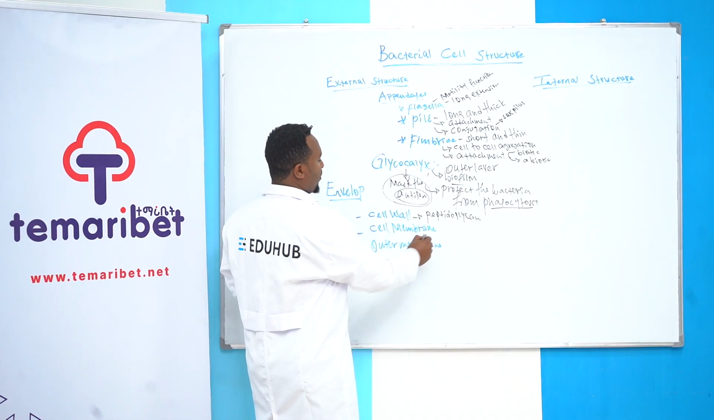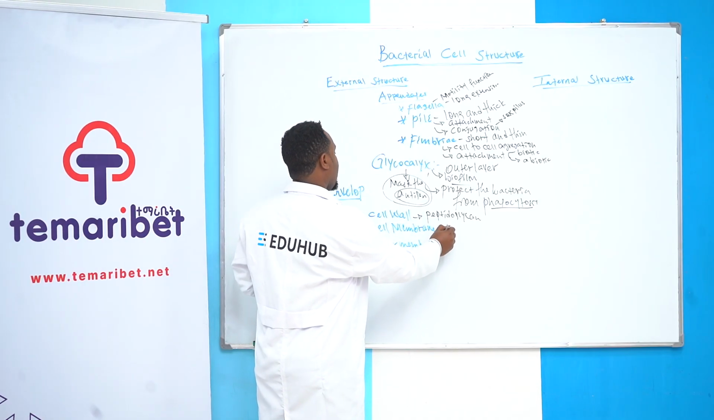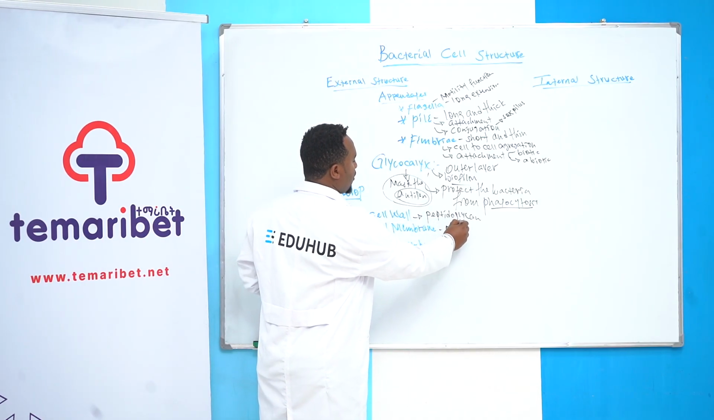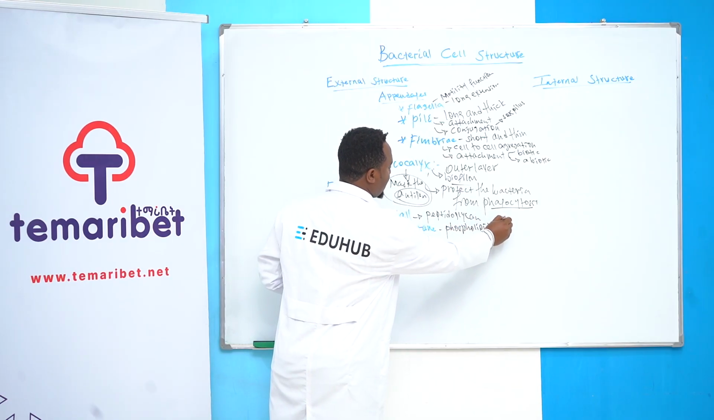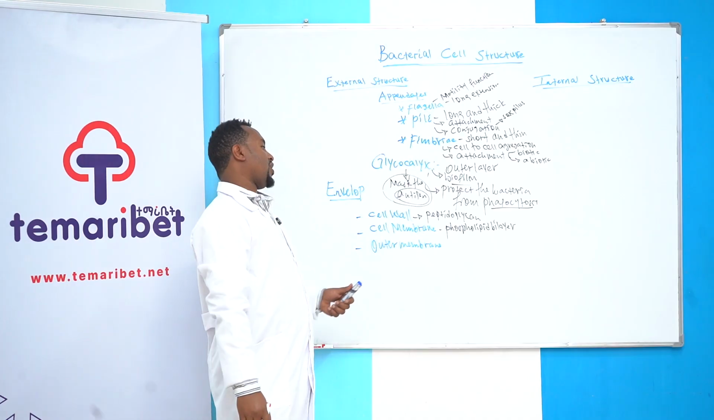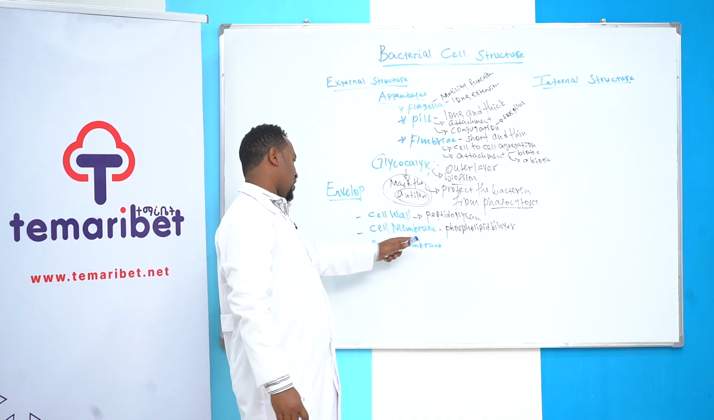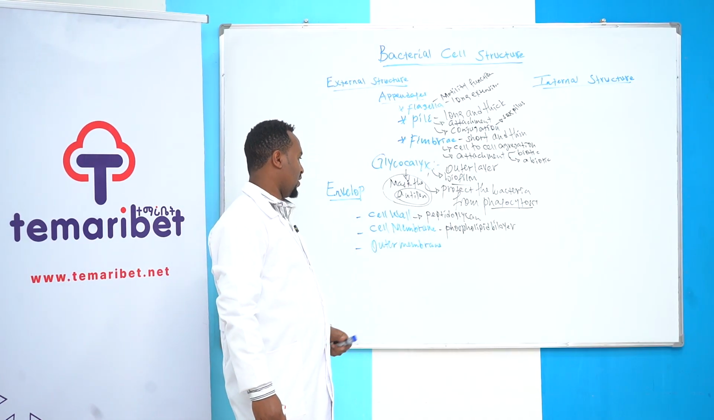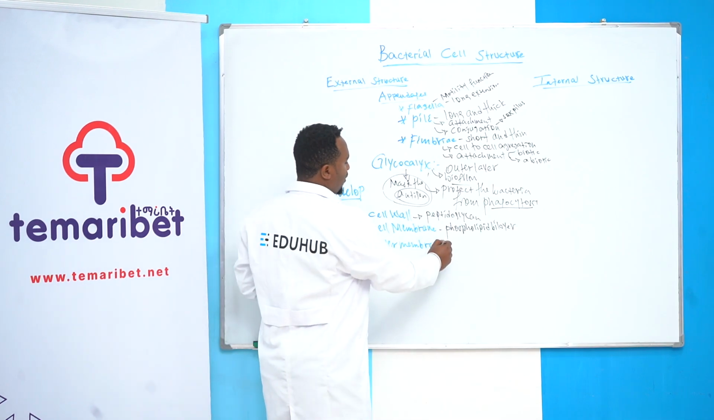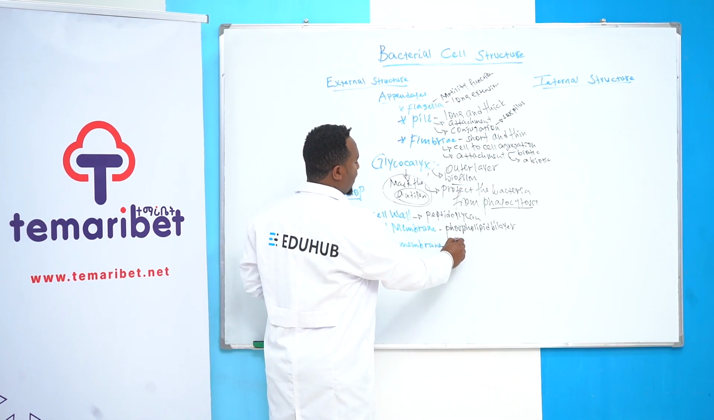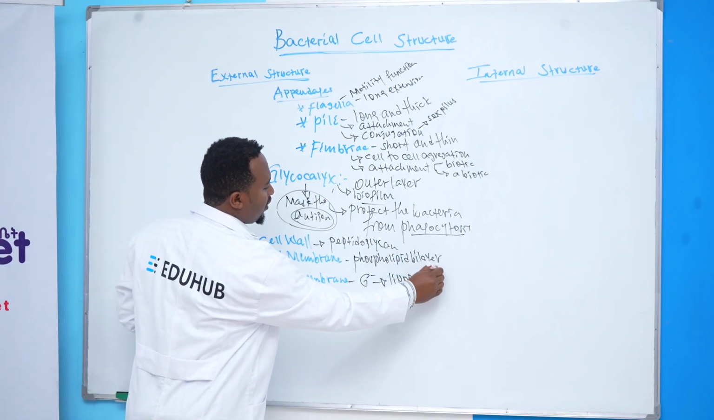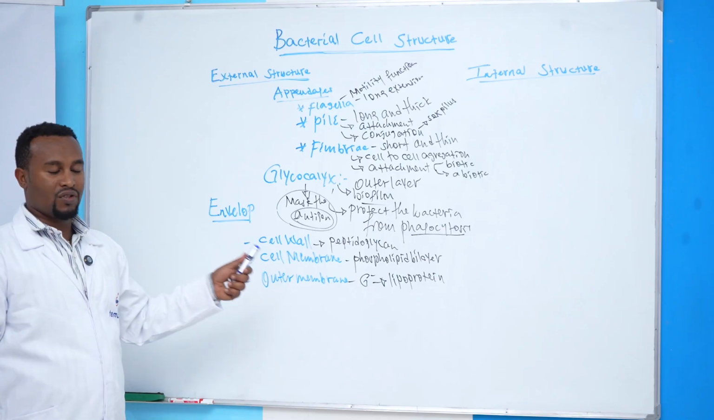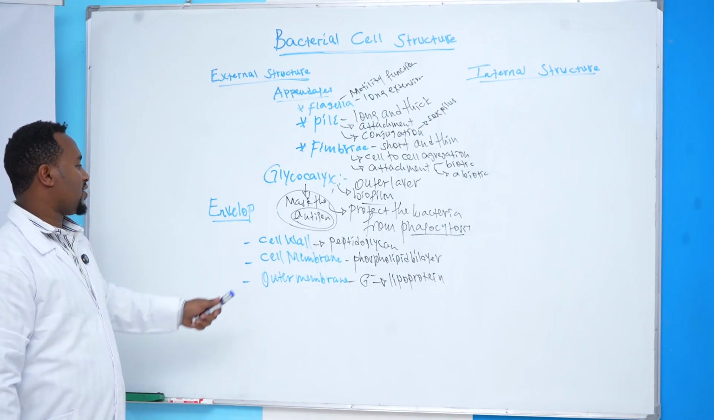And the cell membrane of the bacteria is made up of the phospholipid bilayer. As in eukaryotic cells, the bacterial cell membrane is made up of the phospholipid bilayer. And the outer membrane is found in gram-negative bacteria, and it's made up of lipoprotein that gives additional structural support for the bacteria.